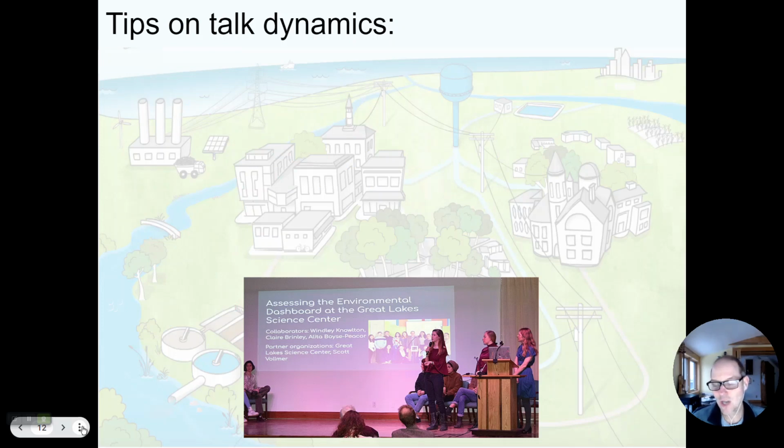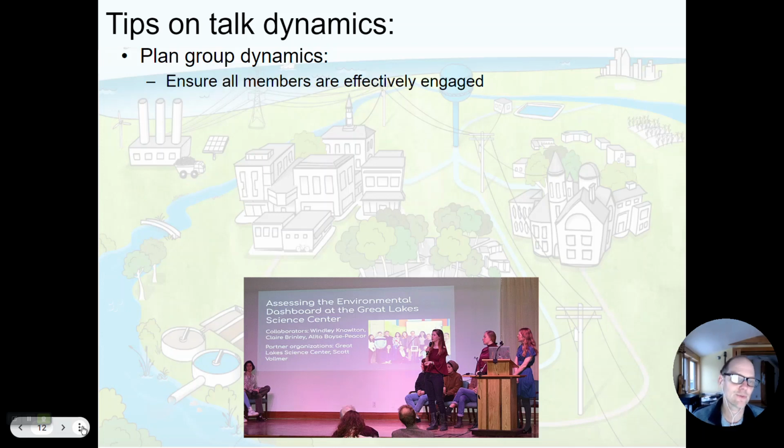So, talk dynamics. This is, again, particularly important in the context of a group. And I actually think group presentations are particularly engaging. I think they're more engaging than individual presentations, but they need to be planned carefully to achieve that goal. You need to ensure that all of your members are actually being usefully engaged. They all have important parts of the presentation to give.